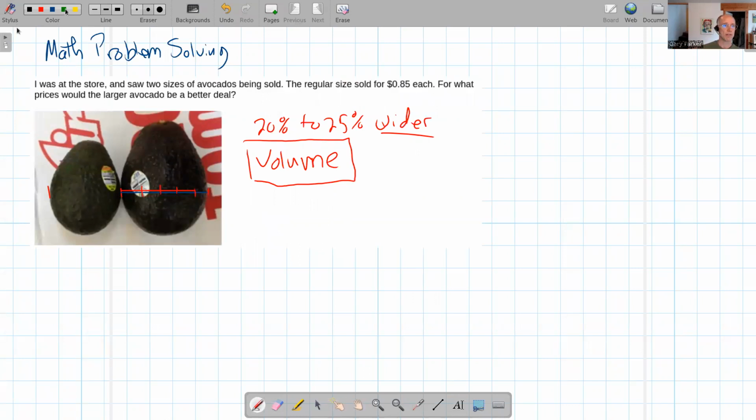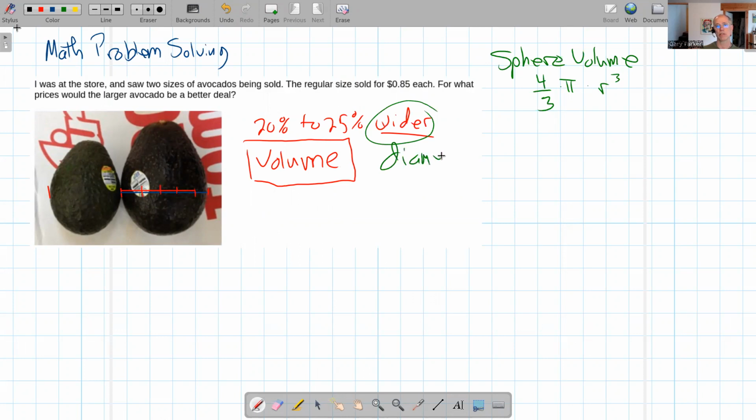So if we say an avocado is like a sphere, we now know the sphere volume is 4/3 times pi times the radius to the third power. Now, when I drew these lines across, I was estimating width as in diameter. And just remember that the radius would be the distance from the center to the edge. So that would be a radius there. So I want the radius, which is half of the diameter.